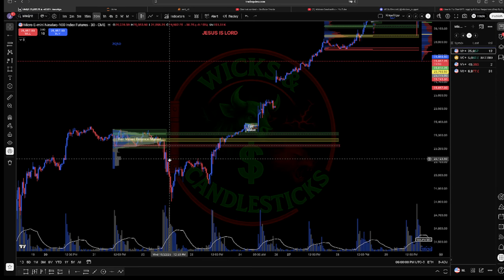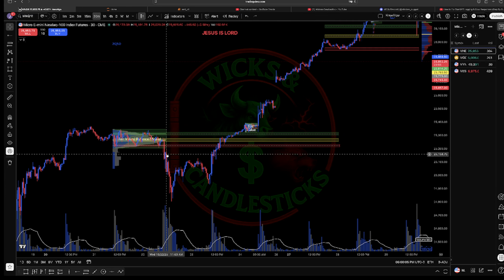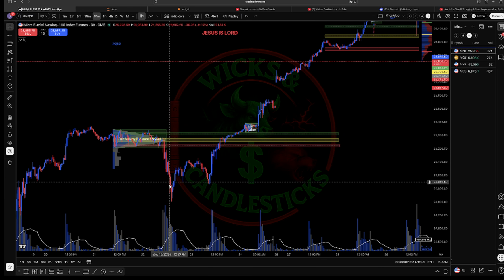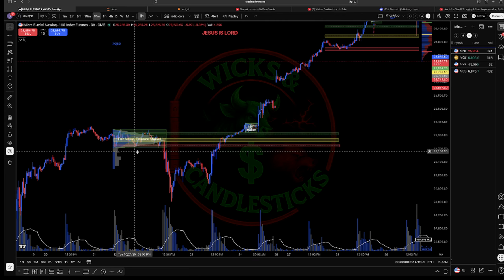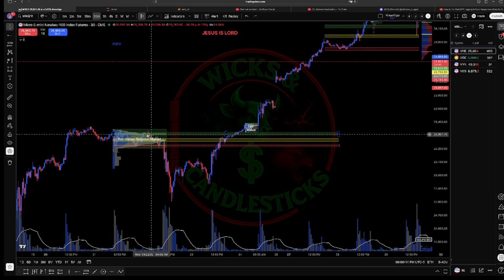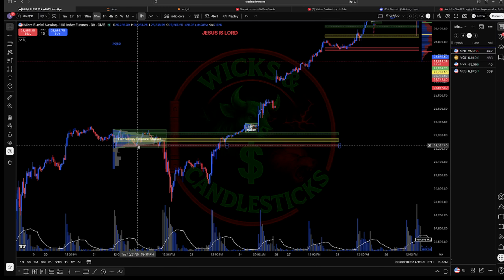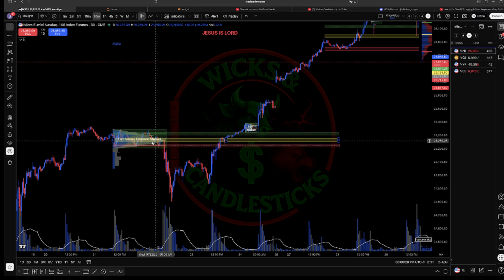So in the imbalance, there's less overlap. There's more of a direction. This is what you would call rejection. And here it's fair value. And here, the balanced market. And here is agreement, where buyers and sellers are making agreement.